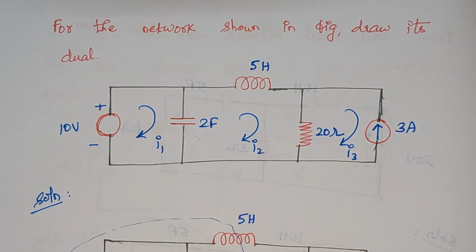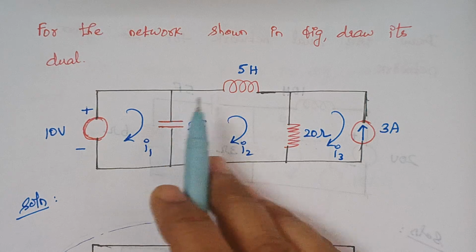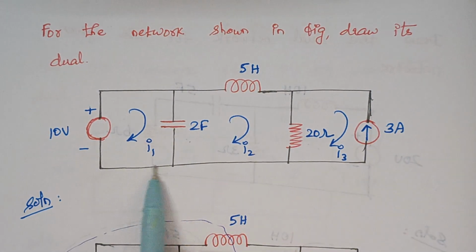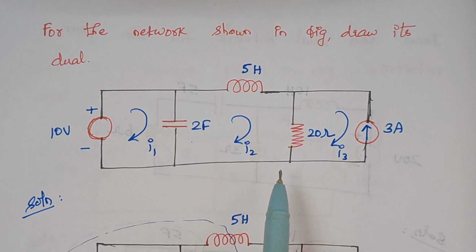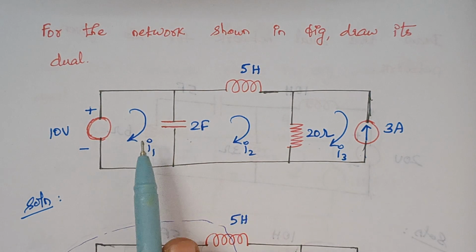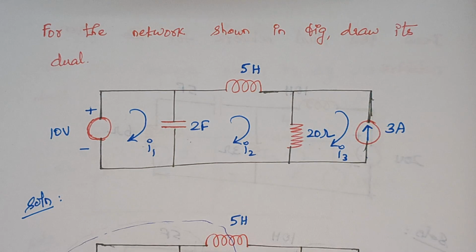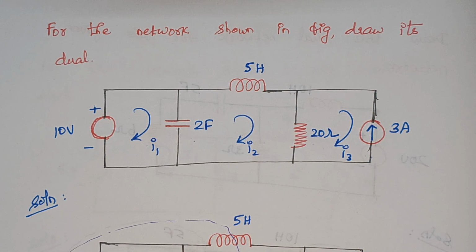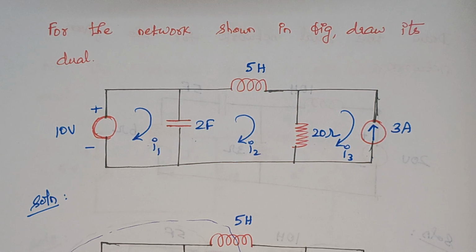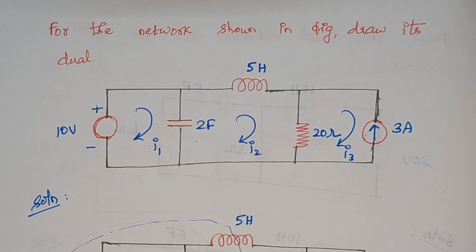The problem is, for the network shown in figure, draw its dual. So here this is the given circuit diagram. Here we are having three loops, right? And the respective currents flowing are I1, I2 and I3. So here we have to place three dots, and apart from that there is a reference dot. So totally we will be having four dots, right?